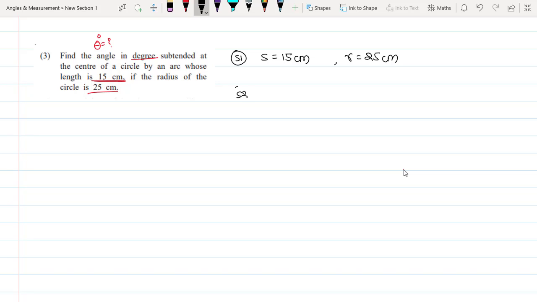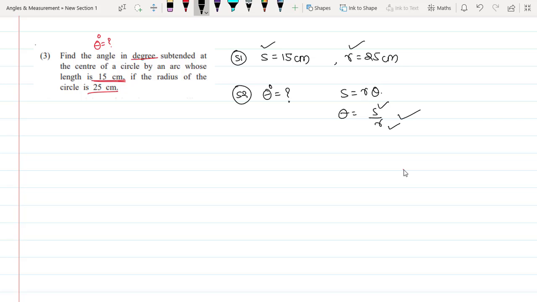What is asked? In step number 2, what is asked? Theta degree is asked, in degrees. Okay, the angle is asked in degrees. So write down the formula. S is equal to R into theta. Get theta is equal to S by R. Please solve this question. Everything is known now. S is known, R is known, you can easily find out theta.